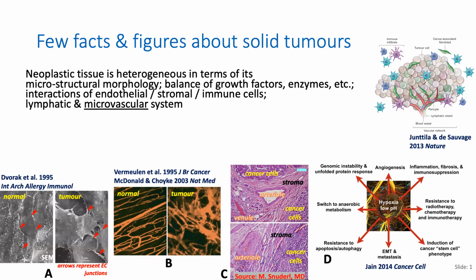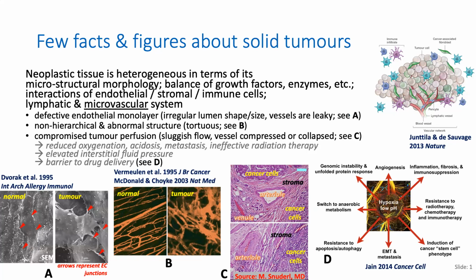At the bottom of the slide, I have several electron microscopy images, histology images, just showing the differences between healthy and tumor vessels, and so on. Now, the idea here is for cancer biologists and for engineers: how can we understand what's causing those defects?